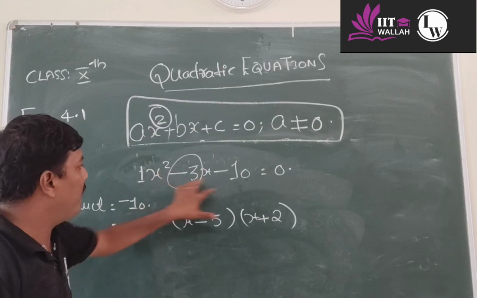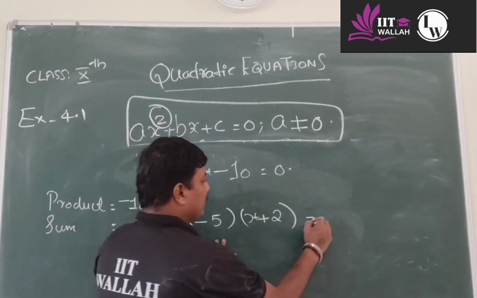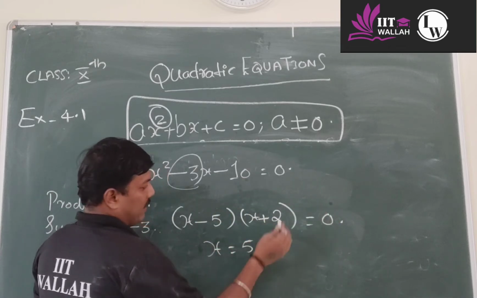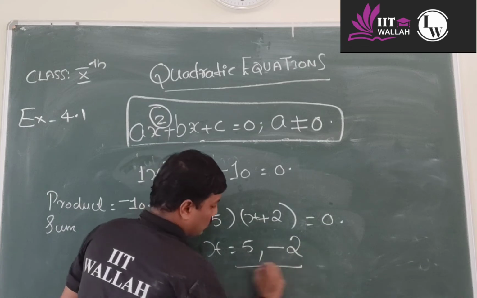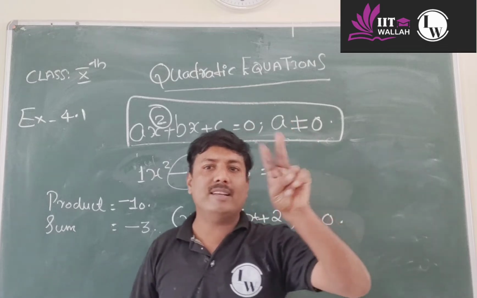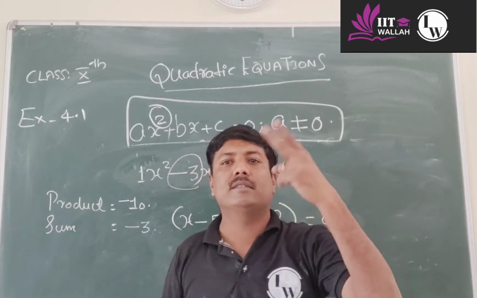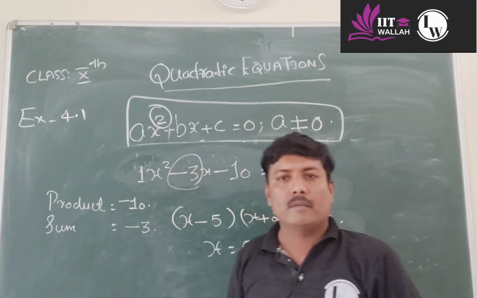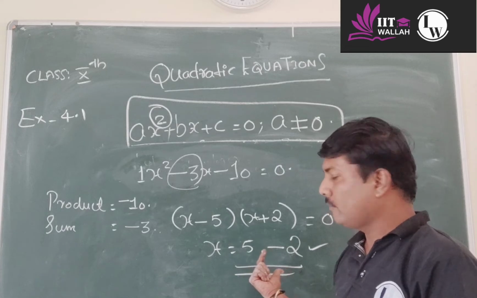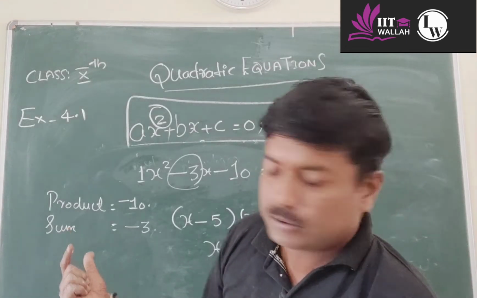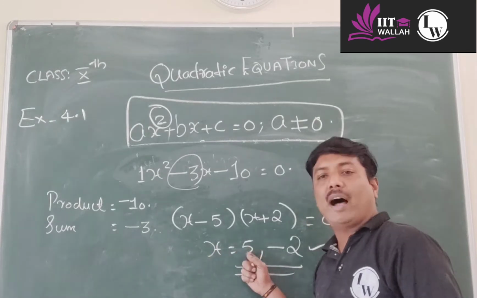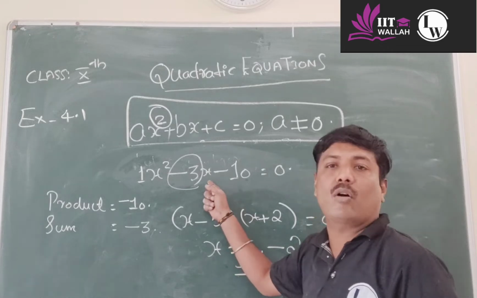I factorized this equal to 0. So if this equals 0, x will be 5. If this equals 0, x will be minus 2. So we got the value of x, two values, because the power is 2 of a quadratic equation, so we will get two values maximum. Okay, so x is equal to 5 and minus 2. We got it. These are the roots of this equation. What we will call x equal to 5 and minus 2 are the roots of this given quadratic equation.